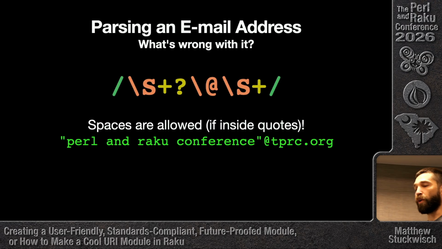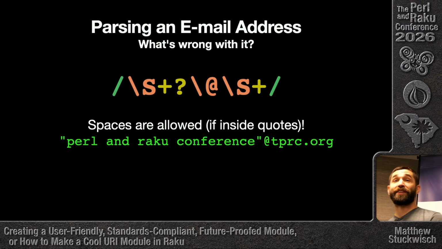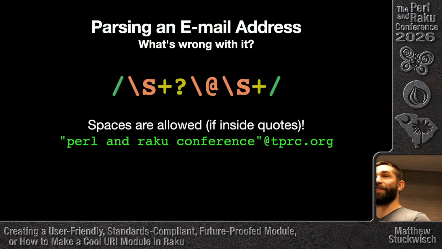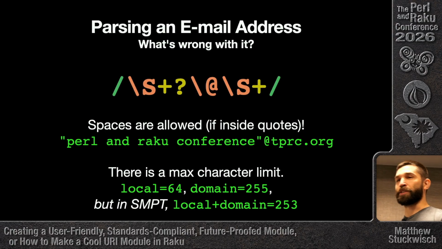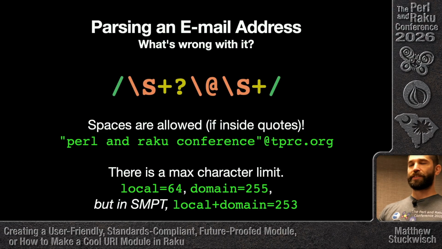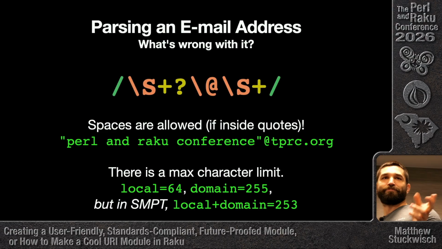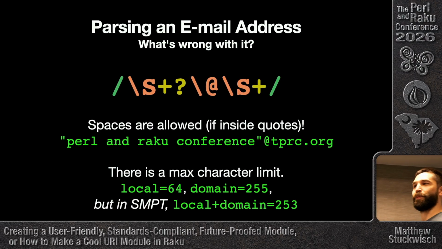Okay? Well, for one, actually, spaces are allowed in an email address if you put them inside of quotes, which now means you have to handle quote parsing. Okay? There's also a max character limit, which is also very weirdly specified because the local part can be 64, the domain can be 255, but overall, in certain standards like SMTP, you can't maximize both of them. This is one reason why doing it in a regex is actually really difficult, because you can't really track both of those.